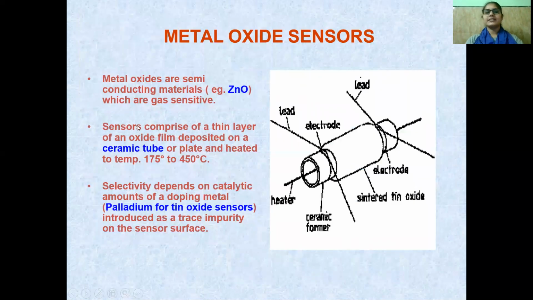For the metal oxide sensors, metal oxides are semiconducting materials, for example zinc oxide, which are gas sensitive, and the sensors comprise a thin layer of an oxide film deposited on a ceramic tube or plate and heated to a temperature of 175 degrees Celsius to 450 degrees Celsius. So selectivity basically depends on what? The catalytic amounts of doping metal, basically palladium for tin oxide sensors, introduced as a trace impurity on the sensor surface. This is the diagram of the metal oxide sensor.